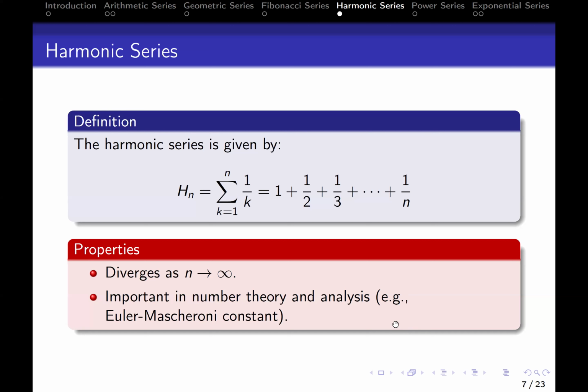So the harmonic sequence is basically one, comma, half, comma, 1/3, comma, 1/4, and all of that, up to 1/n. But the harmonic series is the sum of all that: 1 plus half plus 1/3 plus 1/4 plus 1/5 and so on until you get to plus 1 over n. The property is that it diverges as n goes to infinity. As n approaches infinity, the harmonic series actually diverges. It is important in number theory and analysis, for example, when you talk about the Euler-Mascheroni constant.